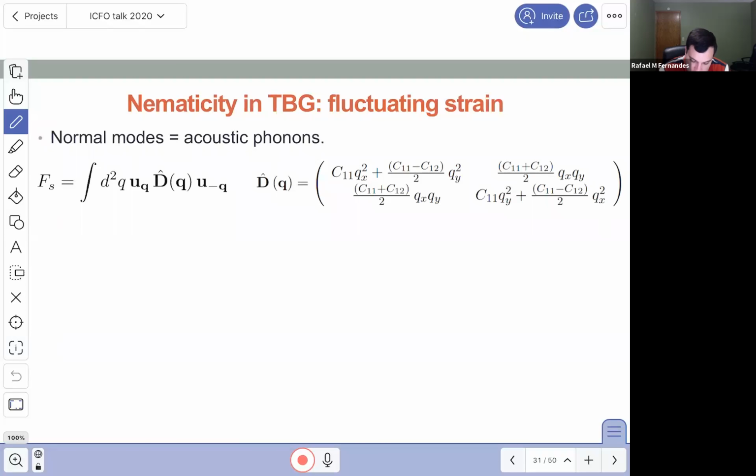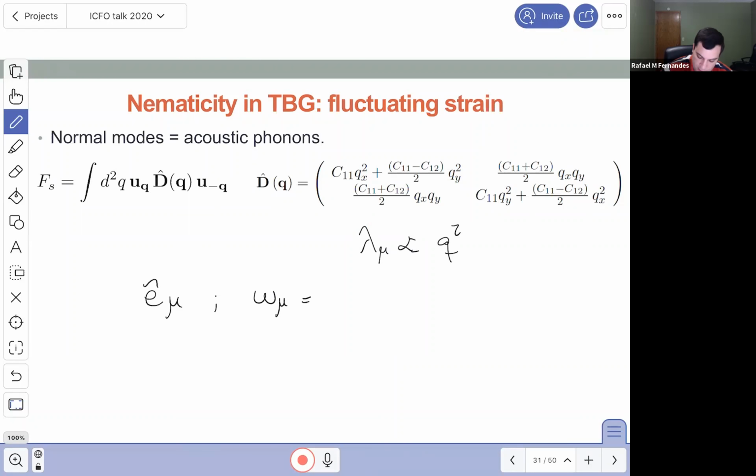And what you immediately see is that if I want to calculate the normal modes of these oscillations, right, the eigenvalues of this matrix, there are two of them, and they are proportional to Q. They're all linear in Q, right, because they all have Q squared in front of it. So what are these normal modes if I diagonalize this matrix? They are precisely acoustic phonons. Okay, so you have the eigenvectors, they're the polarization of the phonons. And then you get also the phonon dispersion.